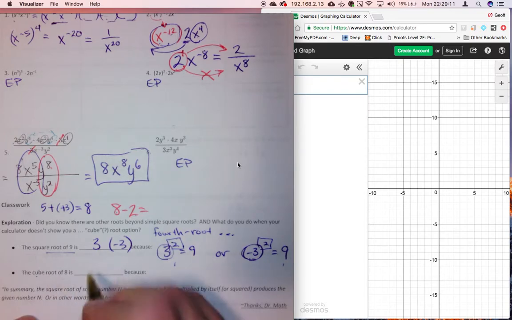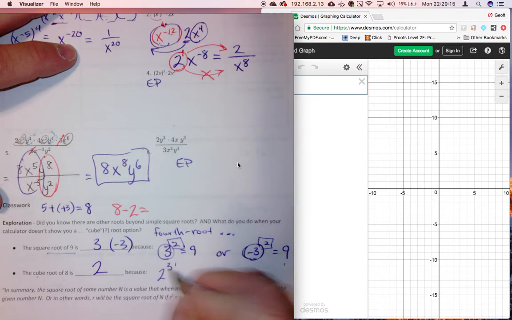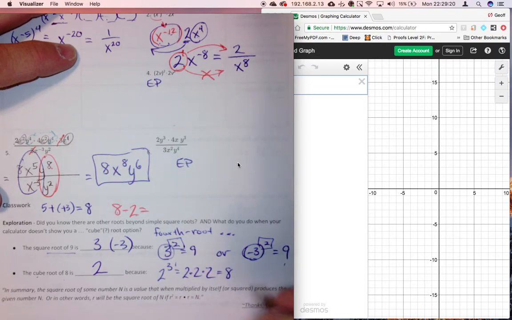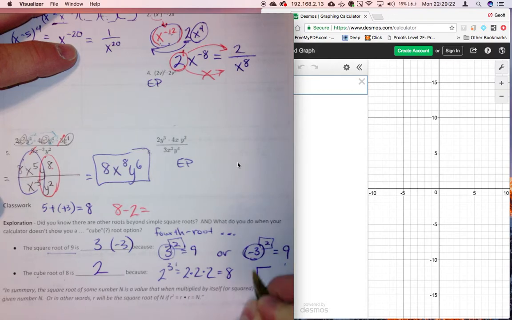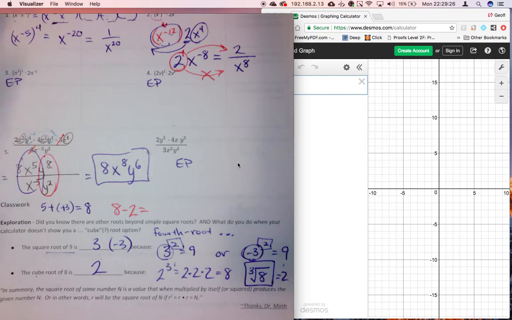The cube root of 8 is 2, and only 2, because 2 to the 3rd power is 2 times 2 times 2, which equals 8. So therefore we can write this as the cube root of 8. We see that that equals 2.